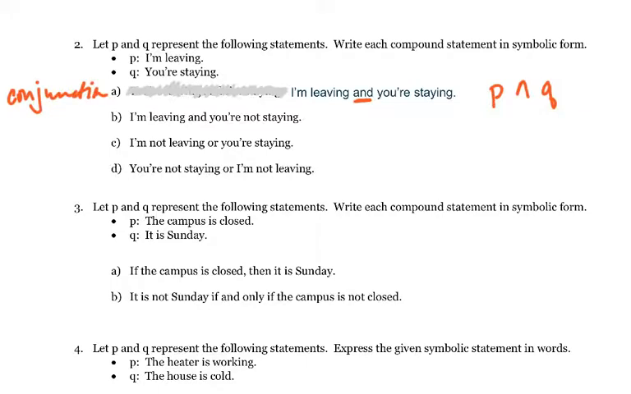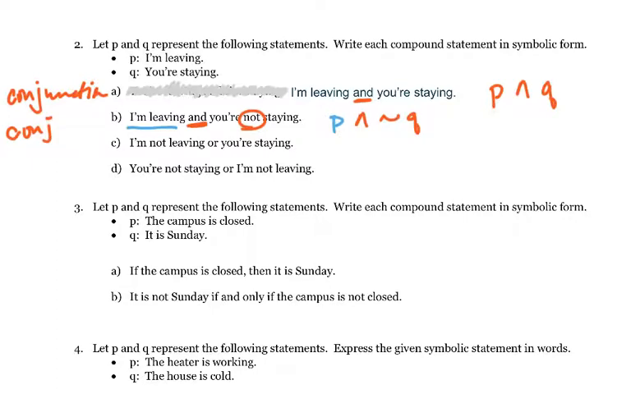Okay, the second one is I'm leaving and you're not staying. So we have a conjunction again, we have an and statement. The first part of this, I'm leaving, is the same as P. So that first part is just P. The and makes it an and statement, so we use the caret symbol. And then you're not staying, well, that's a negation of Q. So we would say P and not Q. And again, that's also a conjunction.